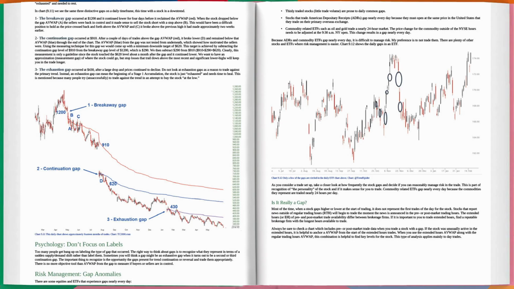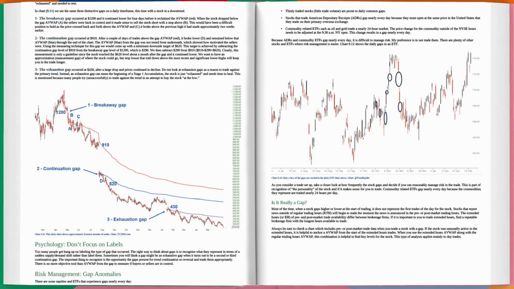1. The breakaway gap occurred at $1,200, and it continued lower for 4 days before it reclaimed the AVWAP red. When the stock dropped below the gap AVWAP (A), the sellers were back in control, and it made sense to sell the stock short with a stop above (B). This would have been a difficult position to hold as the price crossed back and forth above the AVWAP, and (C), it broke above the previous high it had made approximately 2 weeks earlier.